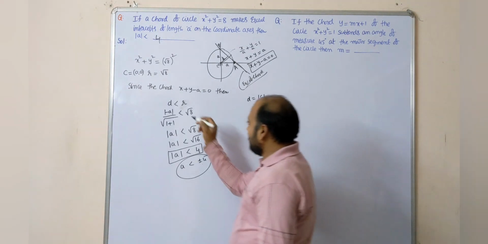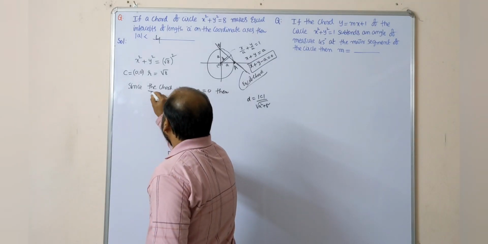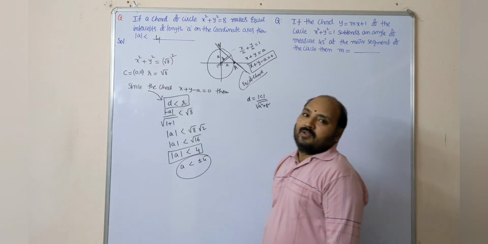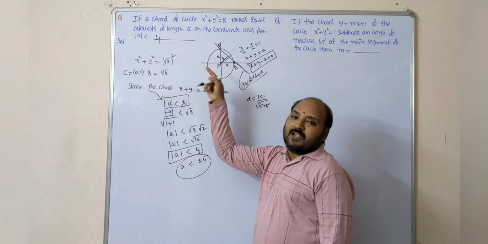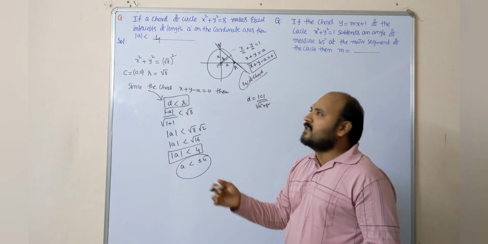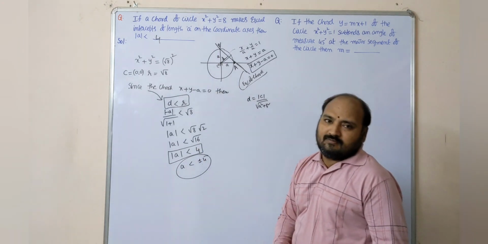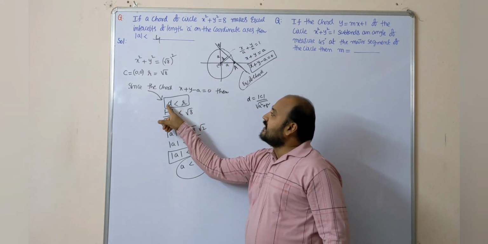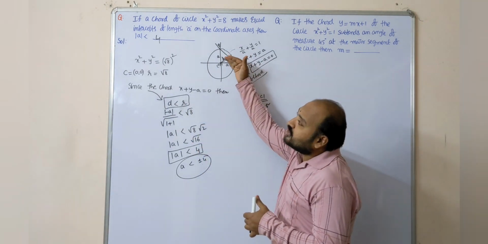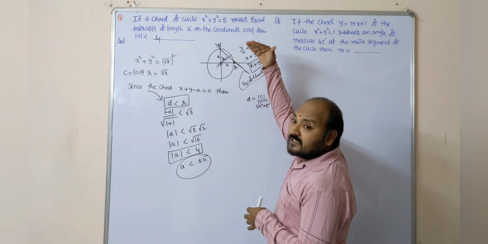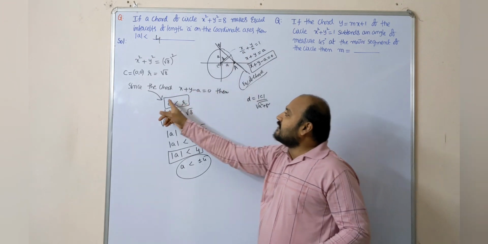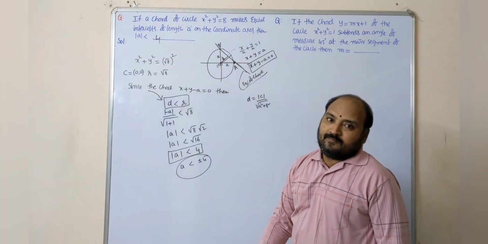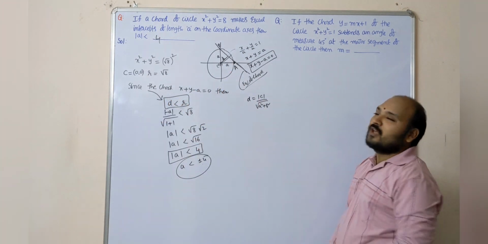This is the condition, dear students. It's very, very important. Whenever the chord cuts the circle in two different points, chord means it cuts in two different points on the circle or any curve. So whenever this situation happens, D is less than R. Suppose in the same question it touches the circle. Whenever it touches, D is equal to R will come. Now we'll move on to the next question.